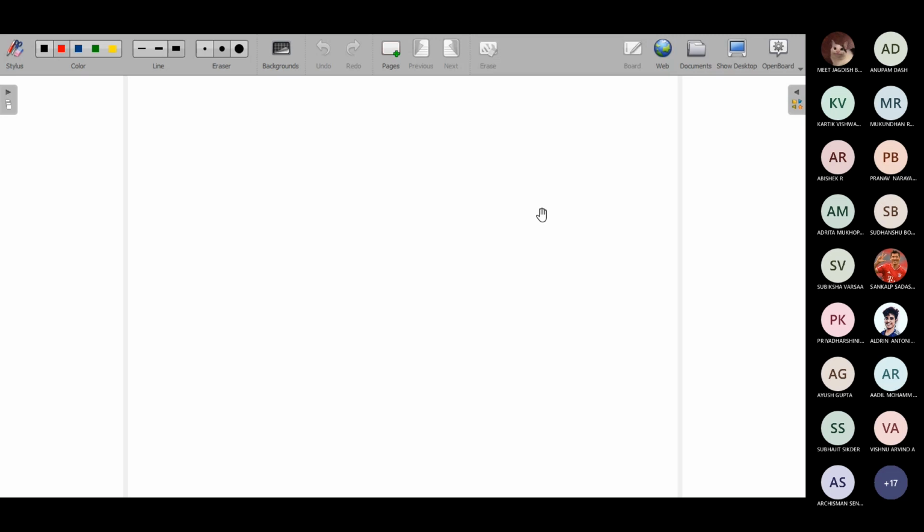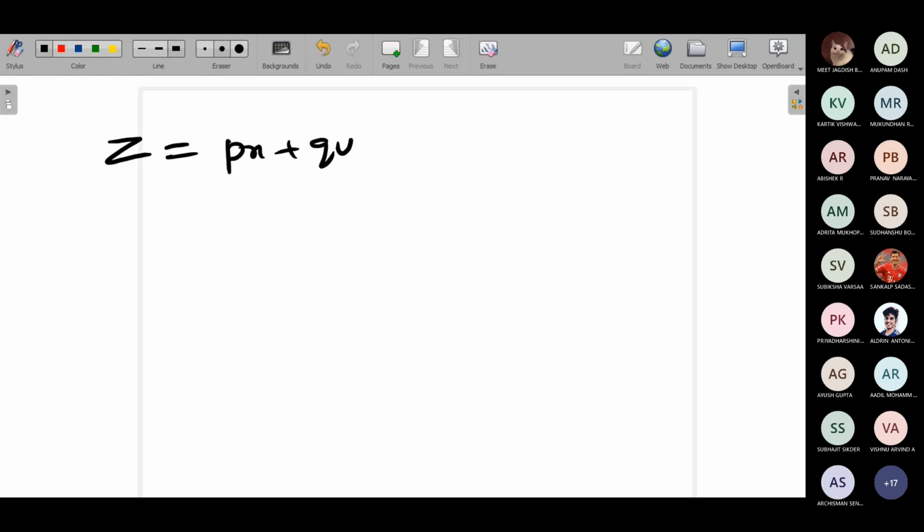Solve: z is equal to px plus qy plus root of 1 plus p square plus q square. First of all, identify this.